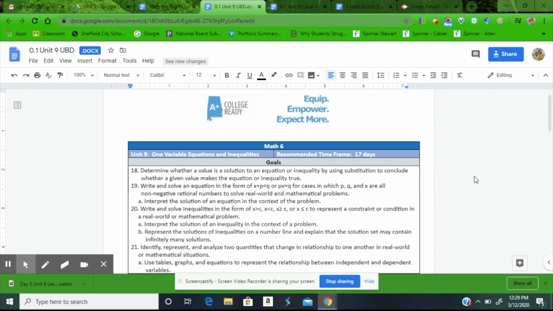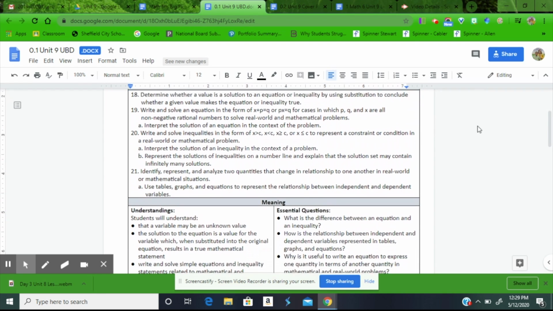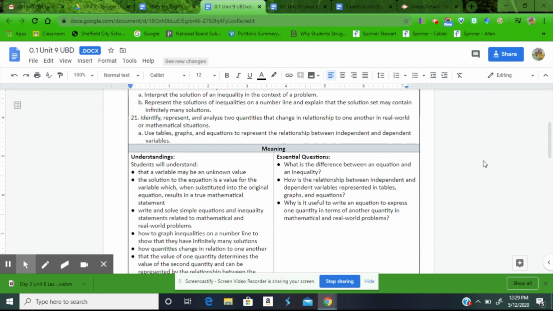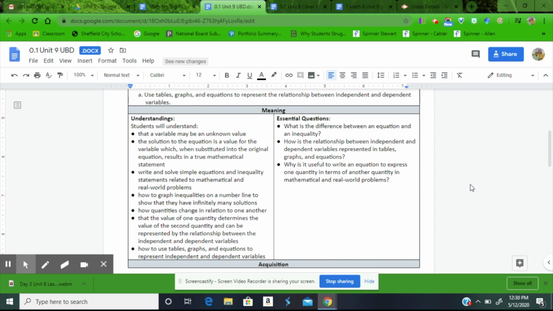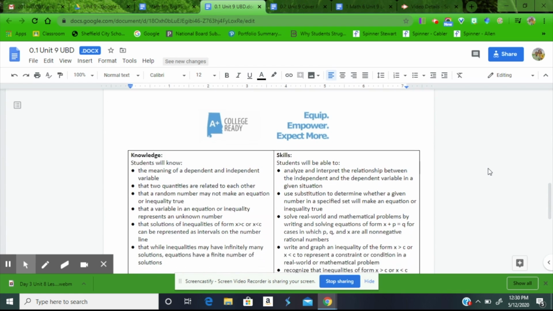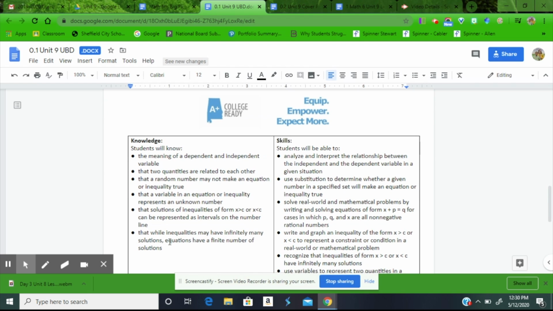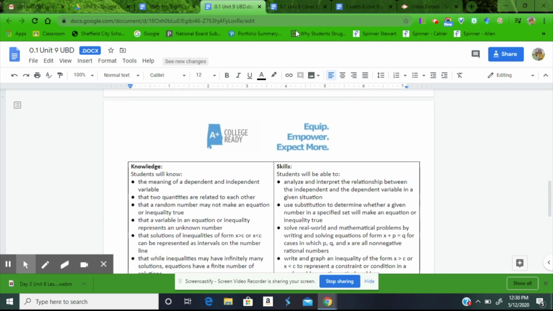Let's now look at our UBD. We have listed first our goals, and those are the new math course of study standards from the state of Alabama listed there for you. The meaning, you have your understandings, which the students will understand having wrapped up this unit. And then you have your essential questions, and those are questions you can ask throughout the unit. Moving on down to our acquisition, students will know by the conclusion of this unit these bulleted items here, and here are the skills that they will be able to do by the end of Unit 9.